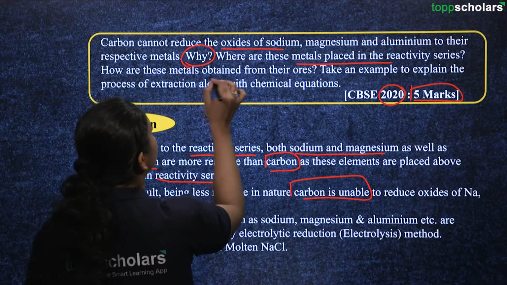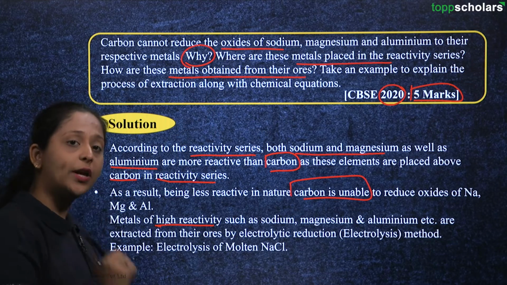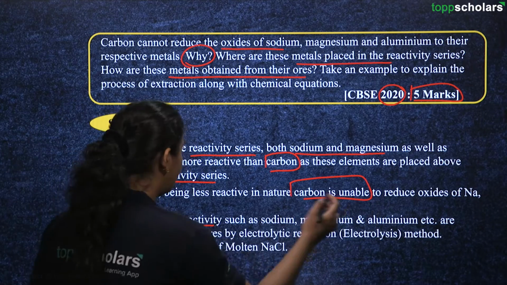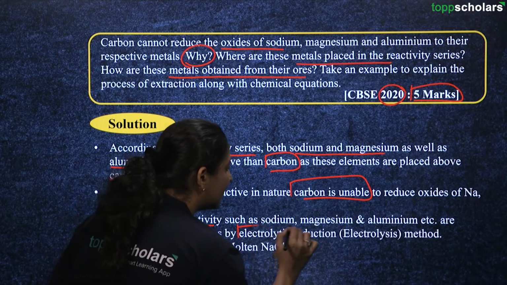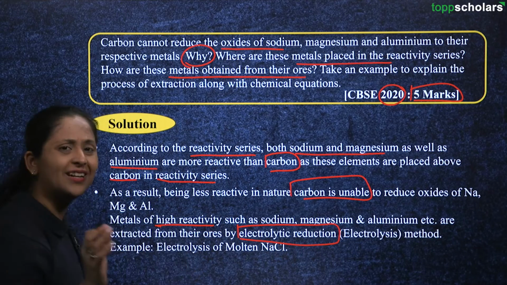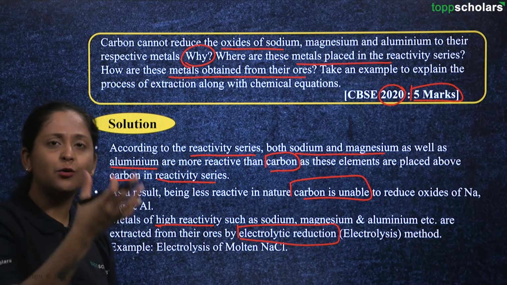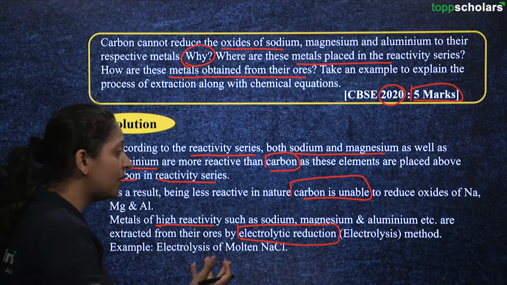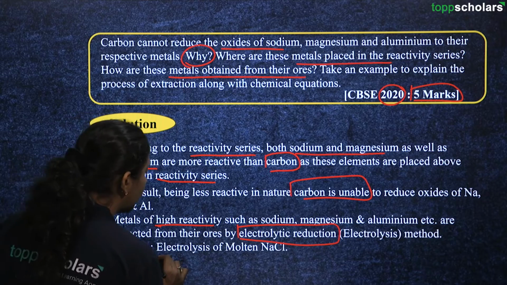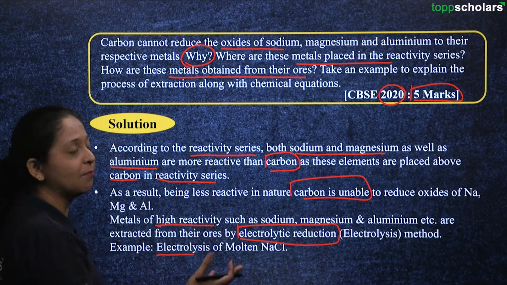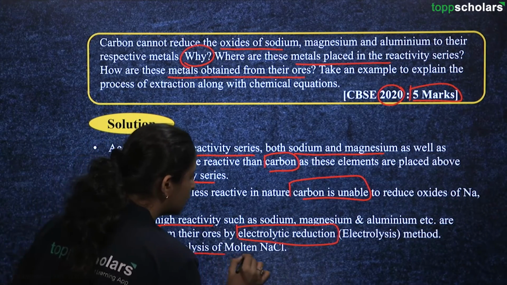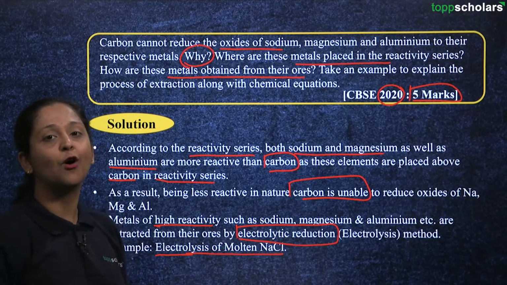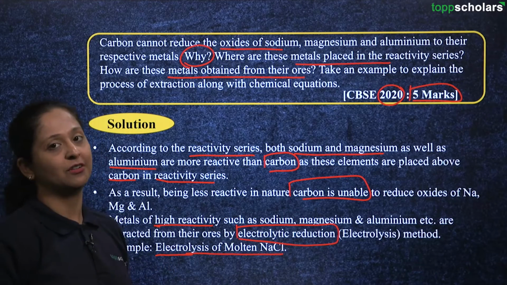And how are these metals obtained from their ores? When you have these highly reactive metals, they are obtained from the ores by electrolytic reduction, or we can also call it the simple electrolysis method, in which you have 2 electrodes at which the ions will be separated. By this method, you can separate the metal from their ore. So the electrolysis of molten NaCl will help you to separate the sodium metal from sodium chloride.